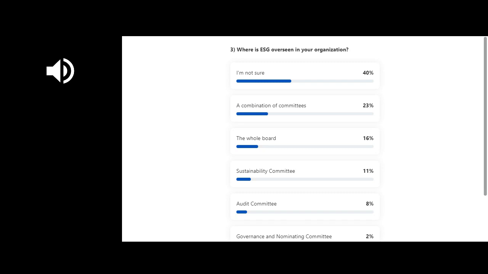Again, a little bit of an even spread here, with compensation and governance and nominating committee as the caboose of this train. So again, really not surprising based on what we're seeing. A combination of committees makes a ton of sense, especially when we're looking at how ESG really is the umbrella of a lot of these different initiatives that are likely already taking place within your organization. And also thinking about the level of maturity of people in their ESG journey and the resources that are available to provide that level of oversight and guidance coming together.